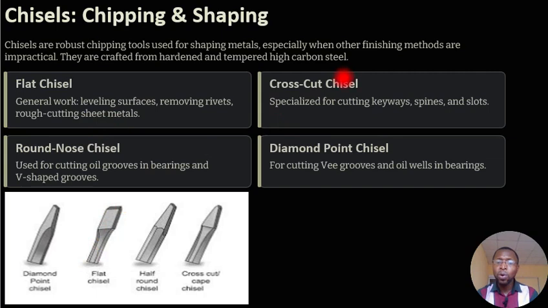Then we have the one that we call the cross-cut chisel. This is specialized for cutting keyways, splines, and slots. Okay, and this is a sample of it. Sometimes it is called the cape chisel. So it is used for specialized cutting such as splines, slots, and keyways.